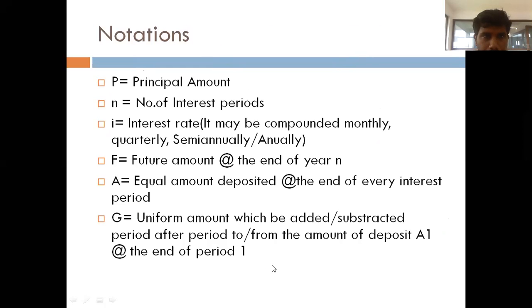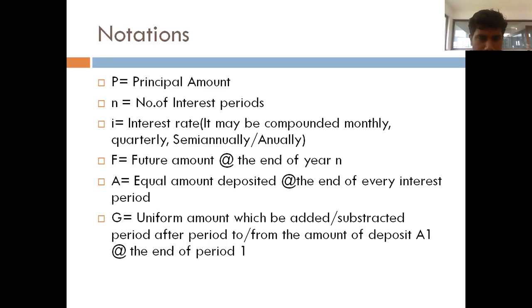So here are the notations. P will be the principal amount, N will be the number of interest periods, and i will be the interest rate. It may be monthly, quarterly, semi-annually or annually. F is the future amount at the end of year N. A will be the equal amount deposited at the end of every interest period.